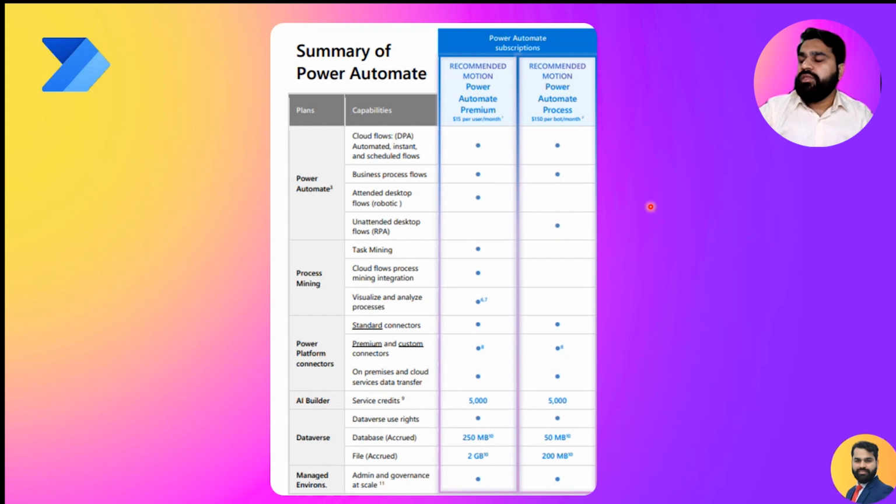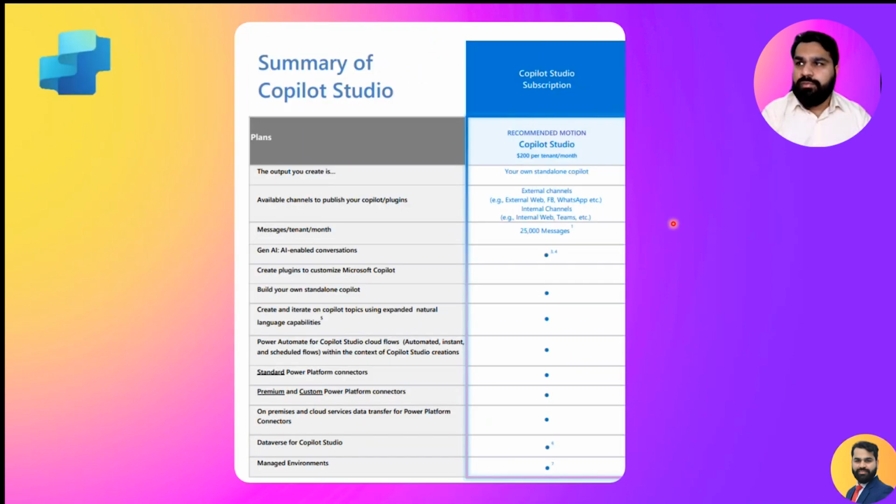Now we will come to the next one, which is Copilot Studio. One of the simplest licensing models within Power Platform is for Copilot Studio. There is just one subscription available. This subscription is for the tenant. I will come to that. There are two types of subscription within this. Not subscription, but there is an additional add-on, I would say. Copilot Studio license is tenant based.